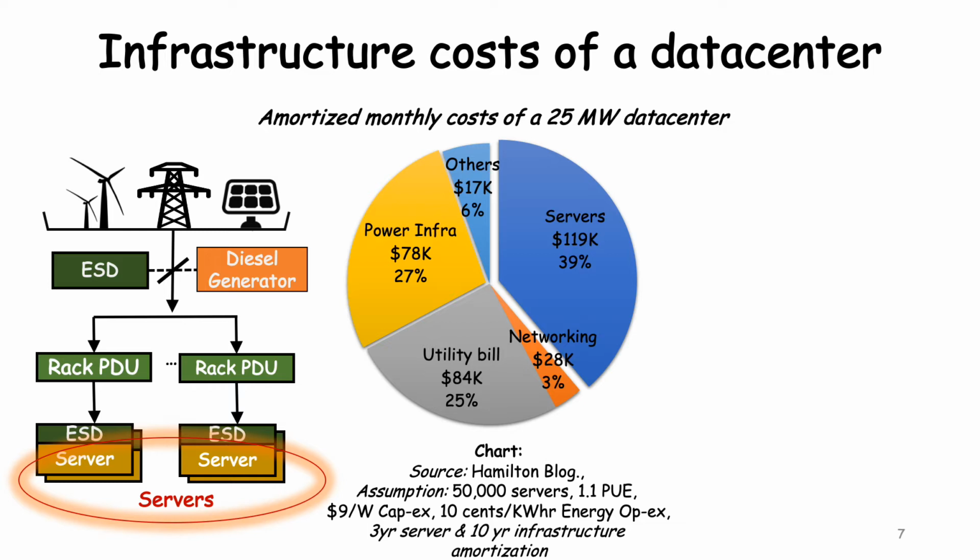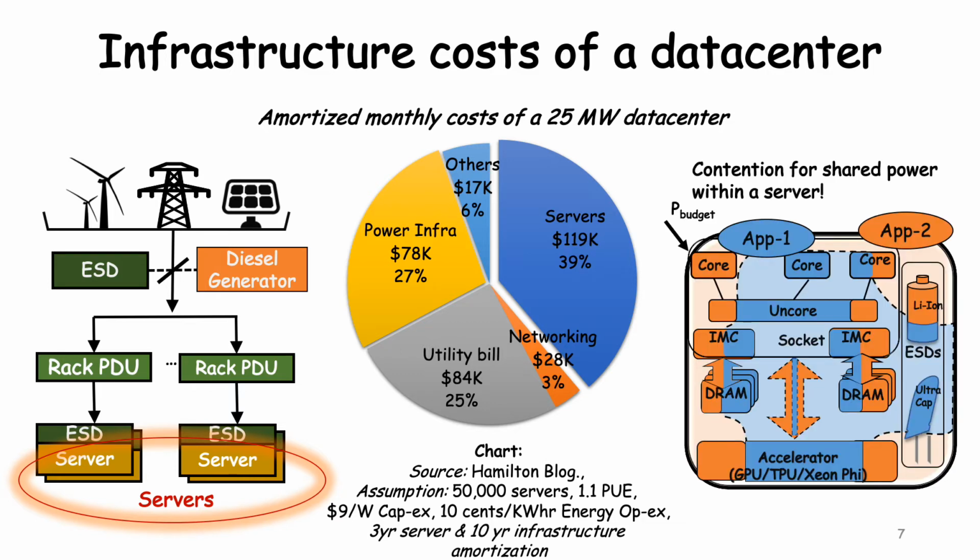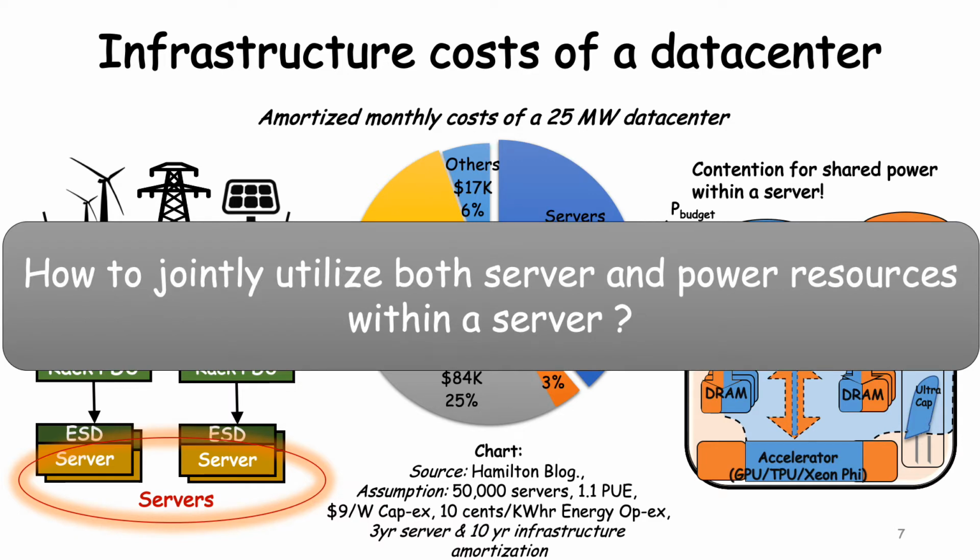However, if we look at the total cost of ownership, servers account for a major portion of it. And to extract maximum benefits from provisioned server infrastructure, data centers typically stack multiple applications on the same server. So in today's systems, we expect the servers to offer multiple cores, cache ways, high memory bandwidth, and there are policies and mechanisms to isolate the use of server resources. But power is also a shared resource, and applications compete for shared power capacity in a server. Therefore, in order to effectively utilize the entire physical infrastructure, one needs to ask how to jointly utilize both server as well as power resources.